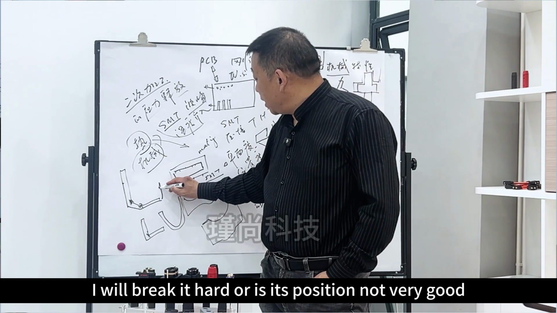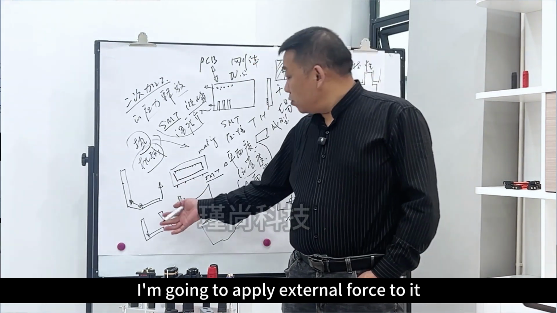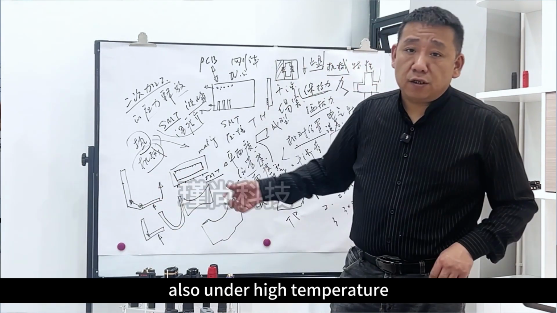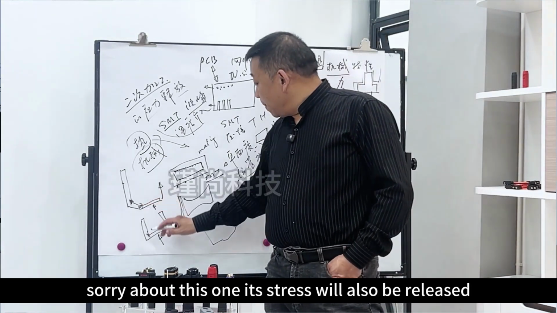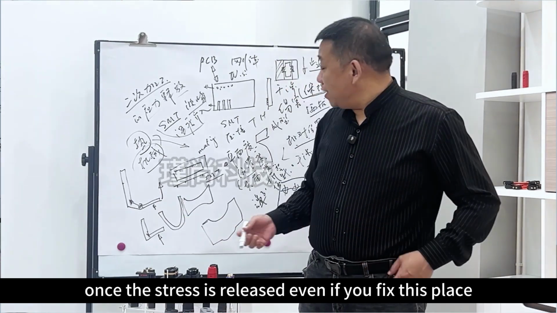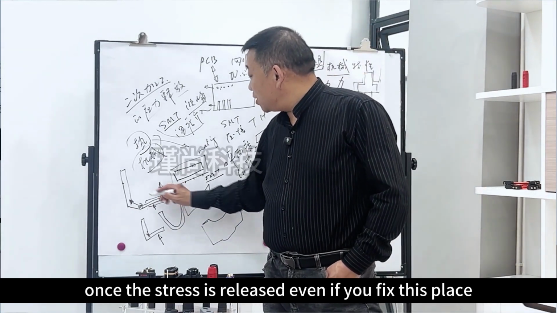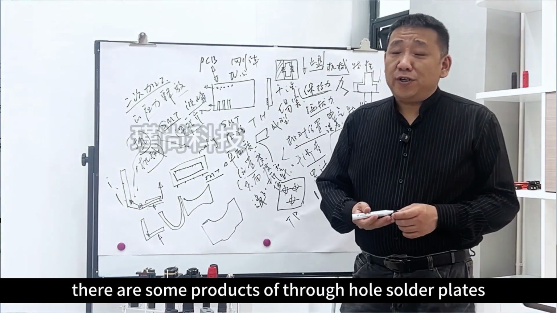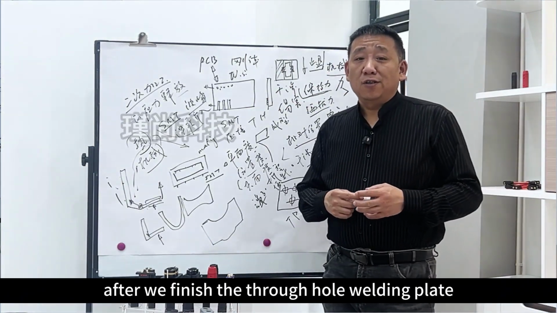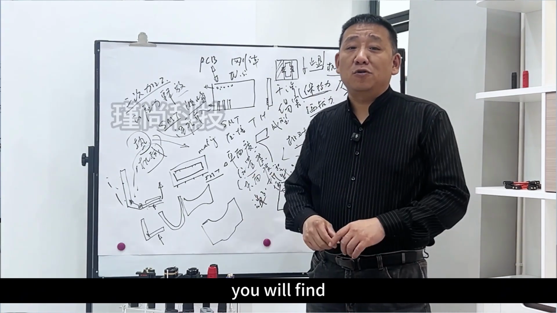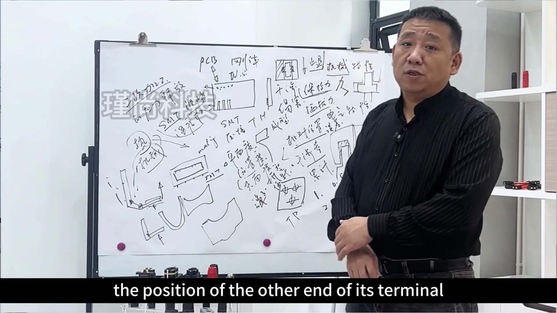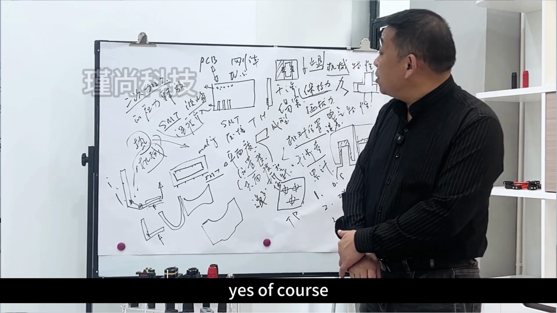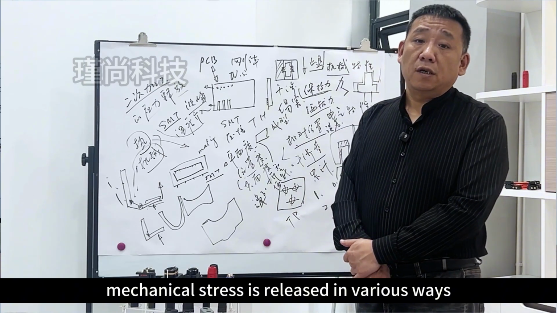Or if its position is not very good, I'm going to apply external force to it. Under external force, or in this environment, also under high temperature, its stress will also be released. Once the stress is released, even if you fix this place, it's going to be in a different position. That's why with some through-hole solder plate products, after the through-hole welding, you will find the position of the other end of the terminal has shifted. It's a release of mechanical stress. Of course, mechanical stress is released in various ways.